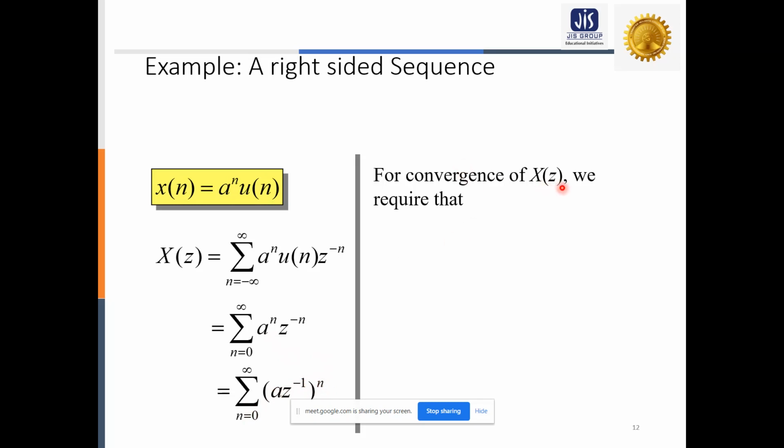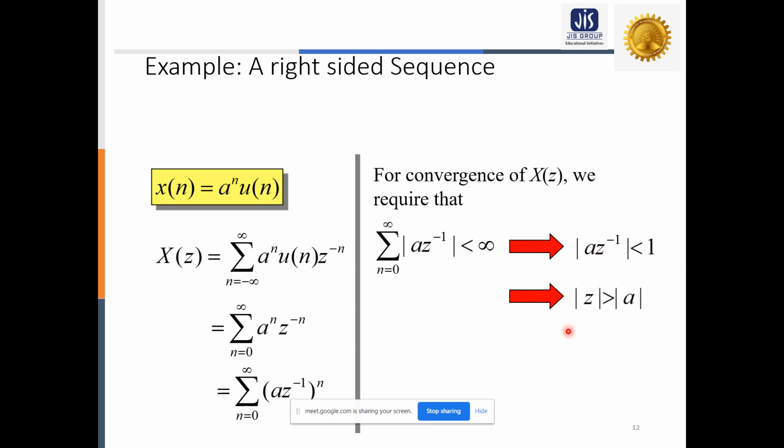Now what is the condition for convergence of X(z)? How do we get convergence of X(z)? The convergence condition is that the magnitude of this value should be less than infinity, then it will be convergent. Or |a z^(-1)| should be less than 1, if we simplify that. Or simply, this is z inverse, so if z inverse goes to this side, then |z| will be greater than |a|.